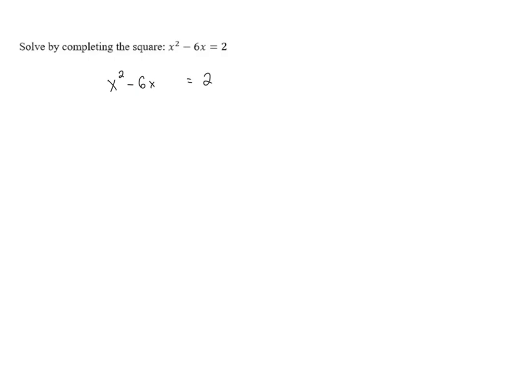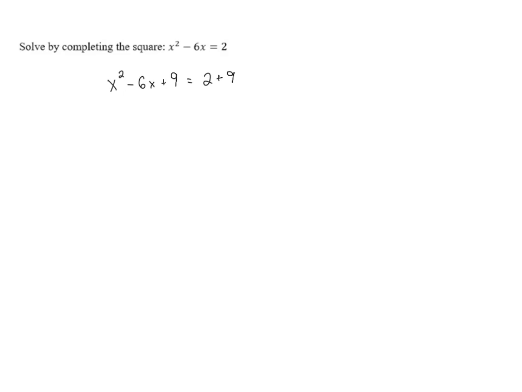Recall that to do this, we need to take the coefficient on the x, which in this case is negative 6, divide it by 2, which in this case is negative 3, and square it, which in this case is 9. So to complete the square, we need to add 9. But because this is an equation, if we want to have an equivalent equation, we're also going to have to add 9 on the right-hand side. So when we're completing the square in these problems, we need to make sure that we're adding the same quantity to both sides.